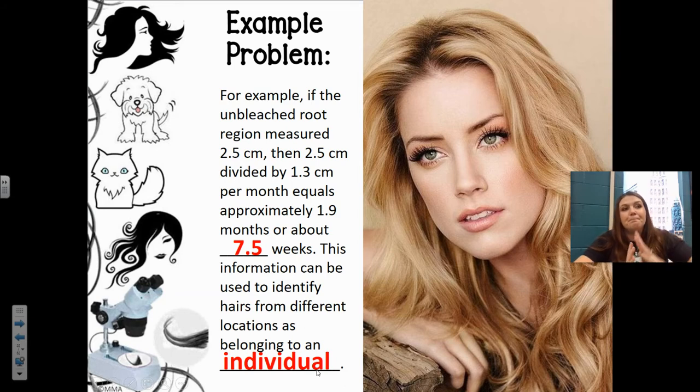This information can be used to identify hairs from different locations as belonging to an individual. So if we called that person in and they had roots in that same length, it just gives us more credibility when we're matching the hair.